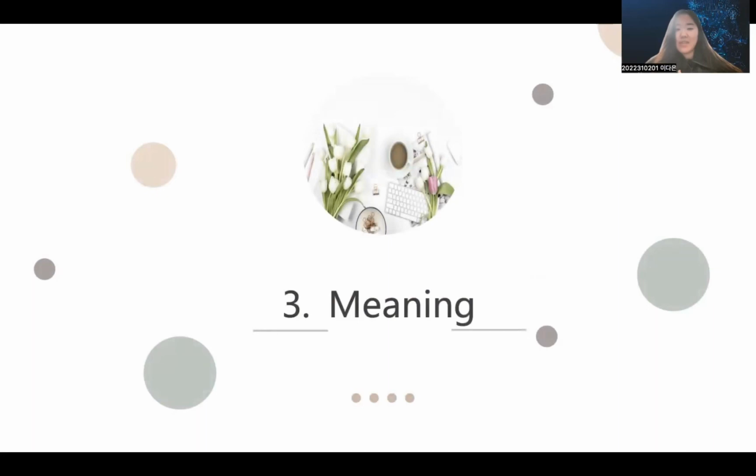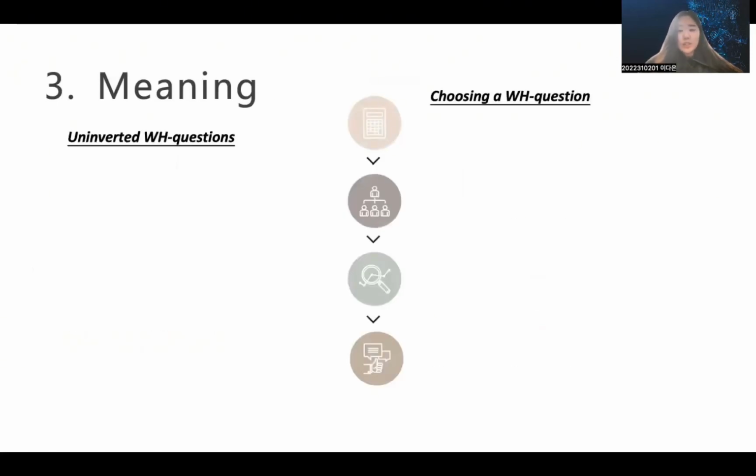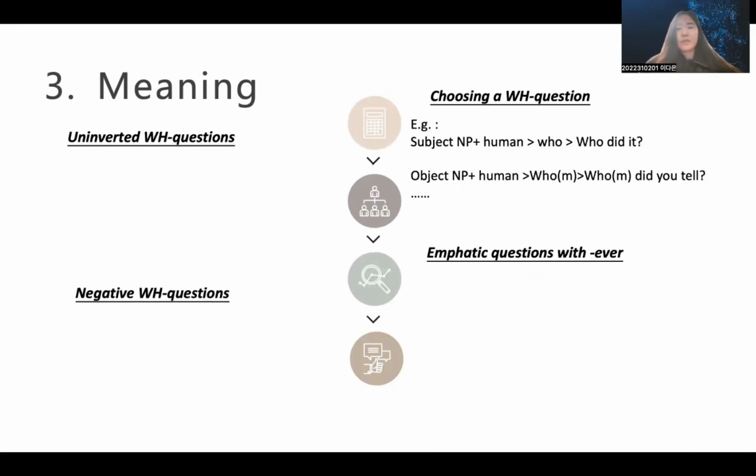Now let's look at the third part, the meaning of WH questions. Choosing a WH question word, uninverted WH questions, emphatic questions with -ever, and negative WH questions. For example, choosing a WH question word would go like the following. Subject NP plus human goes to who, and then it formulates to who did it. Another example, object NP plus human goes to whom, and then goes to whom did you tell?